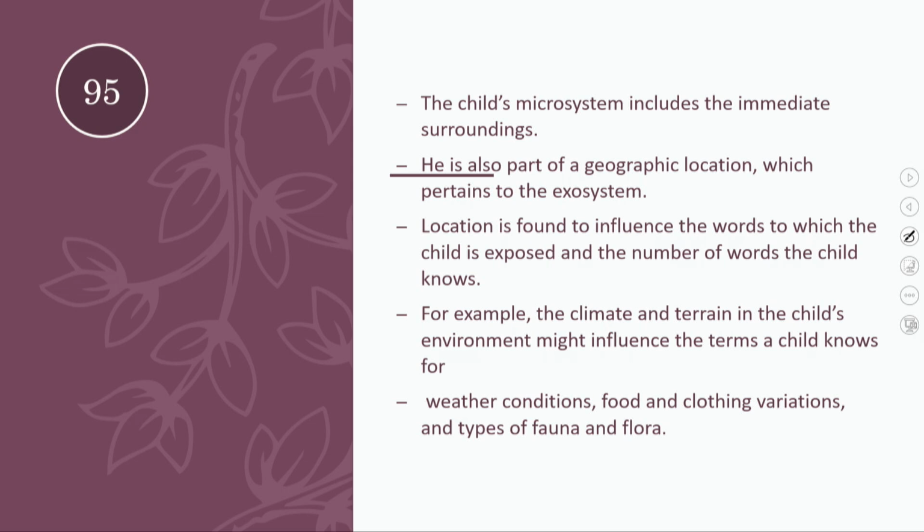That also has a role to play in terms of language acquisition practices or milestones, or simply the kind of words the child learns. Location is found to influence the words to which the child is exposed and the number of words the child knows. For example, the climate and the terrain in the child's environment might influence the terms a child knows for weather conditions, food and clothing variations, and all types of flora and fauna.